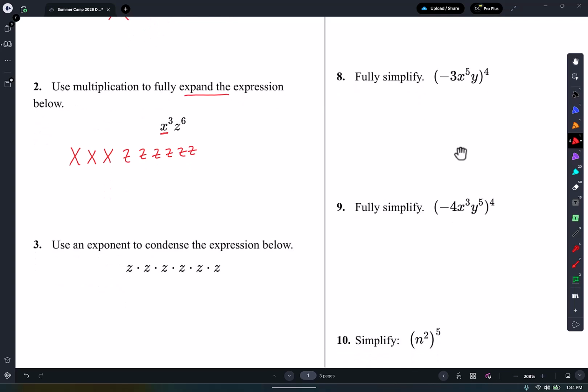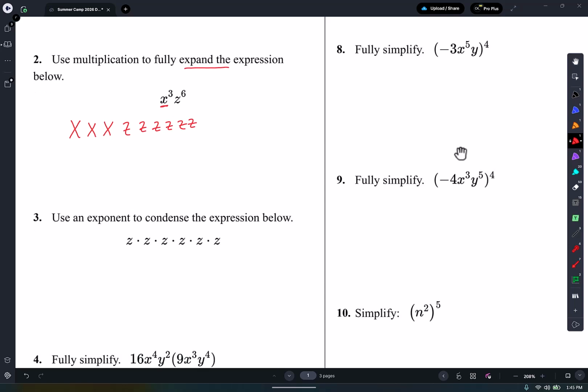Nothing crazy, right? This says to condense. How many z's do you see? So z to the 6. And we're done.